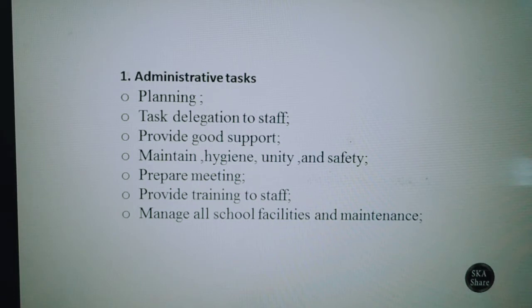The school principal also prepares meetings in order to provide some technical working techniques or working strategies to all staff. And also the school principal usually manages all school facilities and maintenance, making sure that those things are under control with the specific number and also safety.